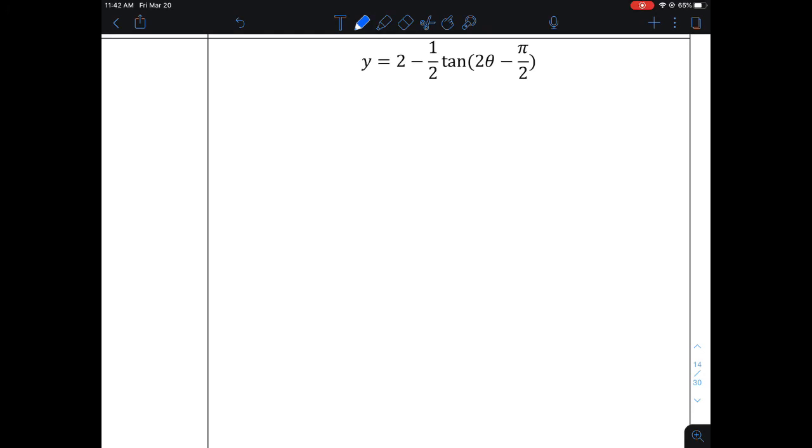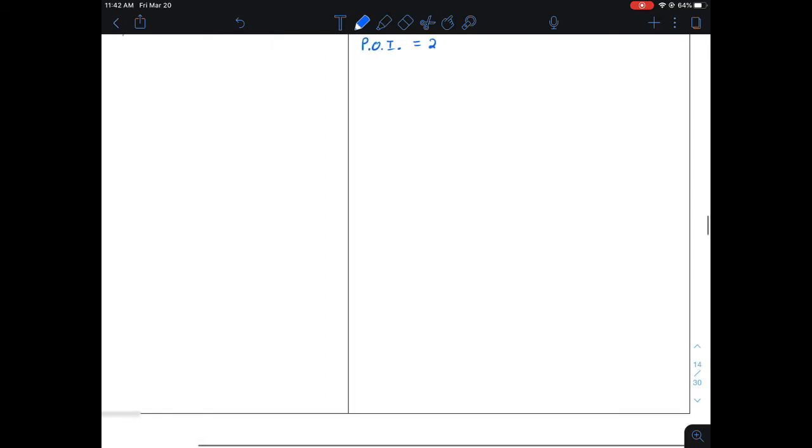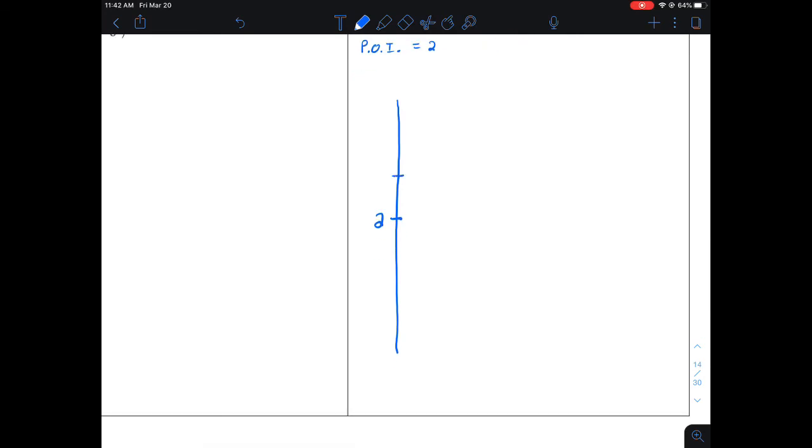All right, I'm going to make my vertical scale. Now this 2 is where my points of inflection are going to be. So that's going to happen at y equals 2. My vertical stretch or shrink factor is 1/2. So the numbers I'm going to put on my vertical axis here are 2, 2.5, and 1.5.